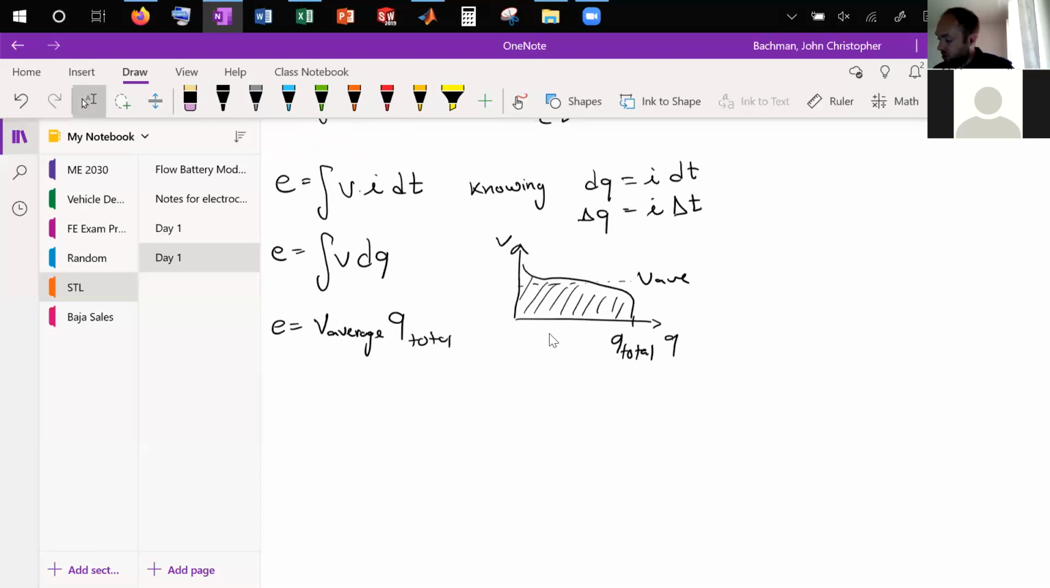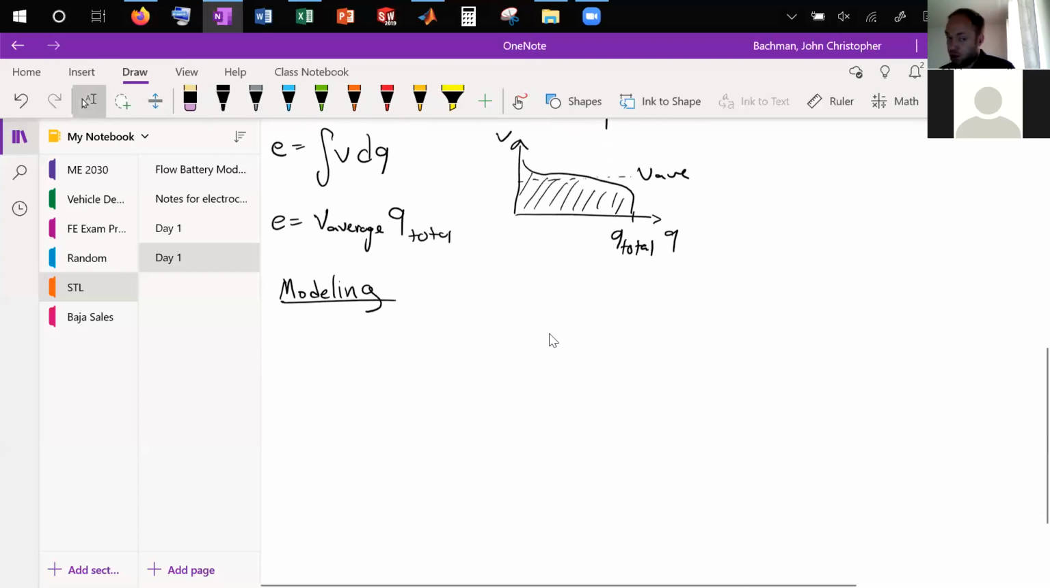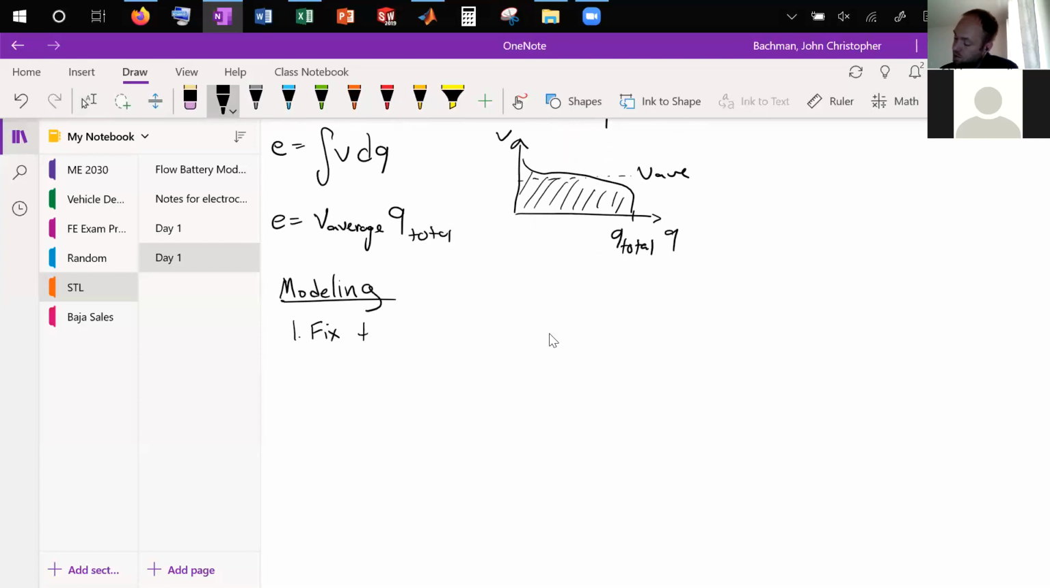So the typical process for modeling, and there's a lot of different ones, but let's just say at a high level what's usually done, especially in the models we're going to use, which are generally continuum models. We're not tracking individual particles. What you're typically going to do is fix the current in the system.